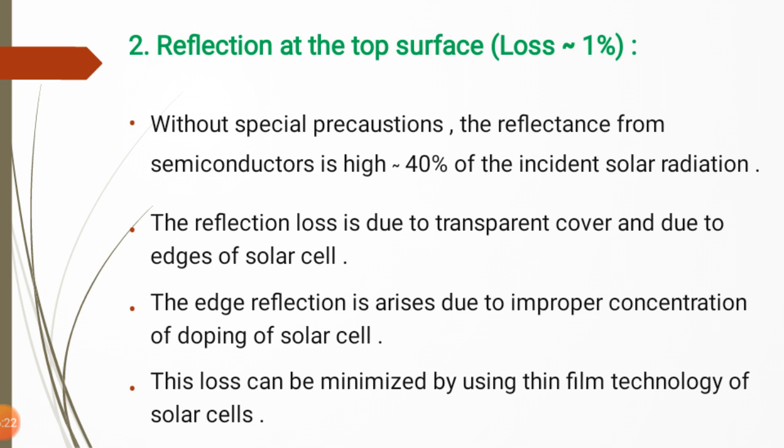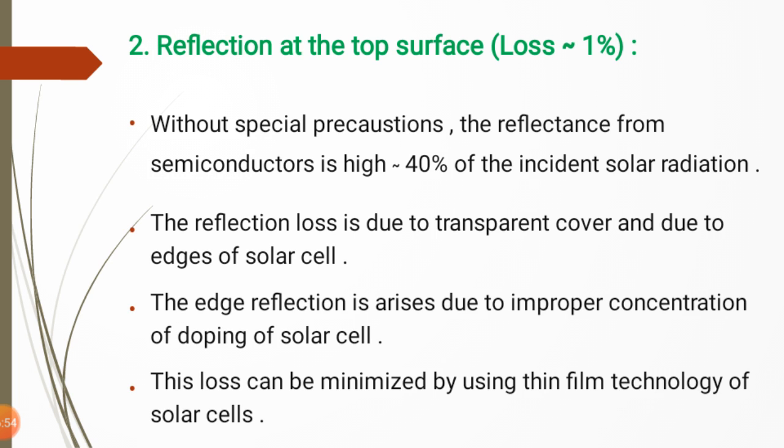From the edges, there is some deficiency or some problems in the construction of the solar cell material, that is the semiconductor material. Due to that, there are some losses due to defects in the construction of the semiconductor material. This loss can be minimized by using thin film technology of the solar cell. Before that, the edge reflection arises due to improper concentration of doping of the solar cell.